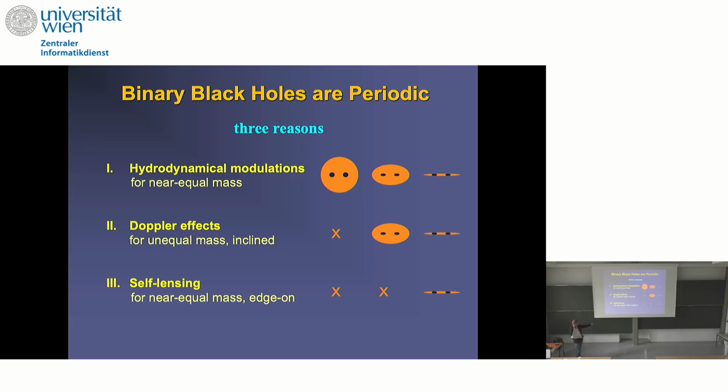Then the most recently realized cool thing to introduce is that if you have a binary that's within a few degrees of edge-on, which should happen also not super rare, then one black hole can go in front of the other and cause gravitational lensing, the general relativistic modulation of the light.